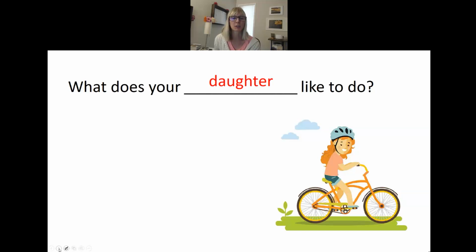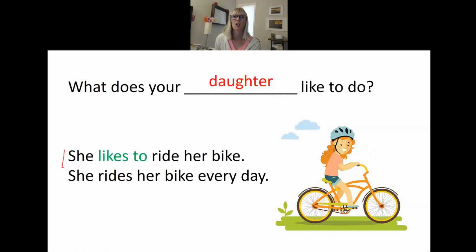What does your daughter like to do? She likes to ride her bike. This is my first verb. I need S. She likes to ride her bike. Likes to. You're going to use these two words together.